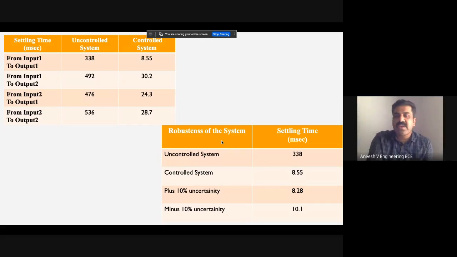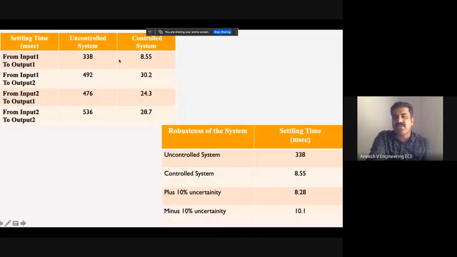So that you can have the controlled system. From input 1 to output, the uncontrolled one is 338, and the controlled system is 8.5. Then I added uncertainty and subtracted uncertainty of 10%. My settling time has a range of 8.28 to 10.1.